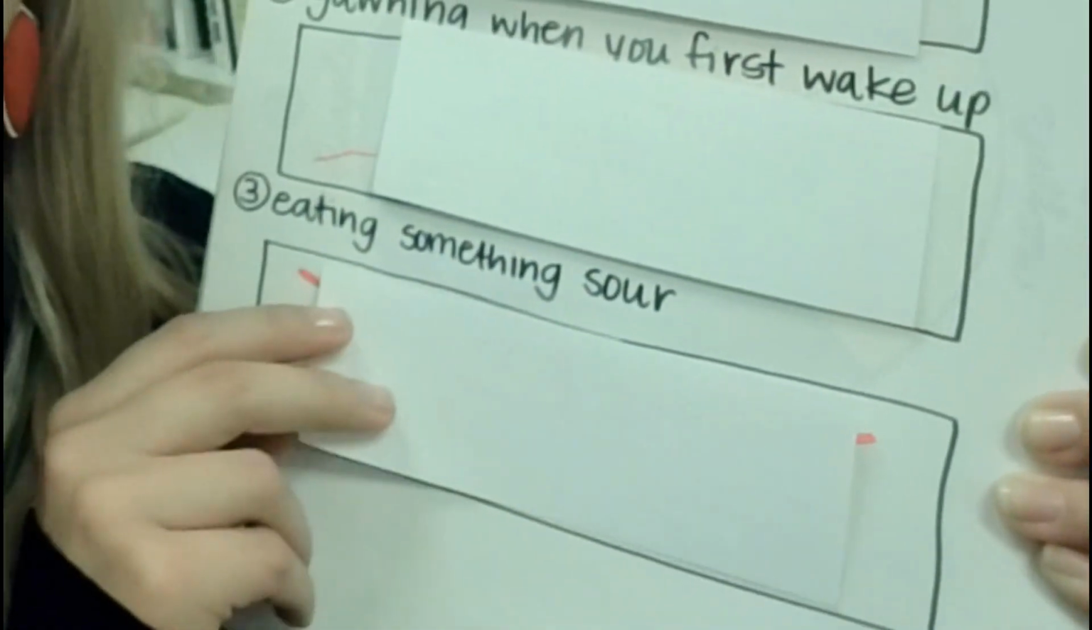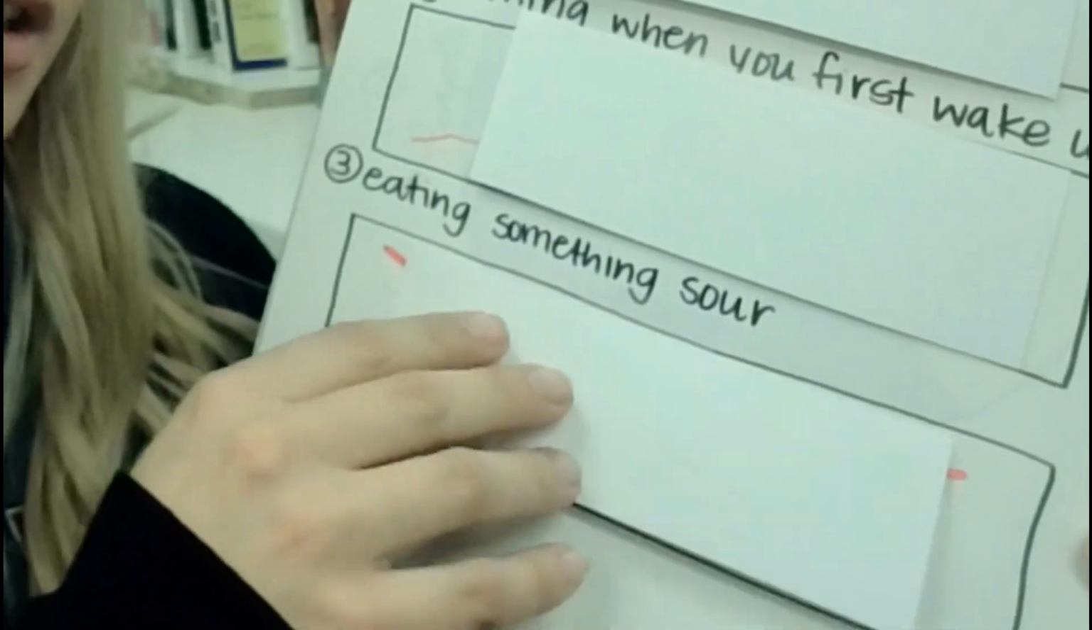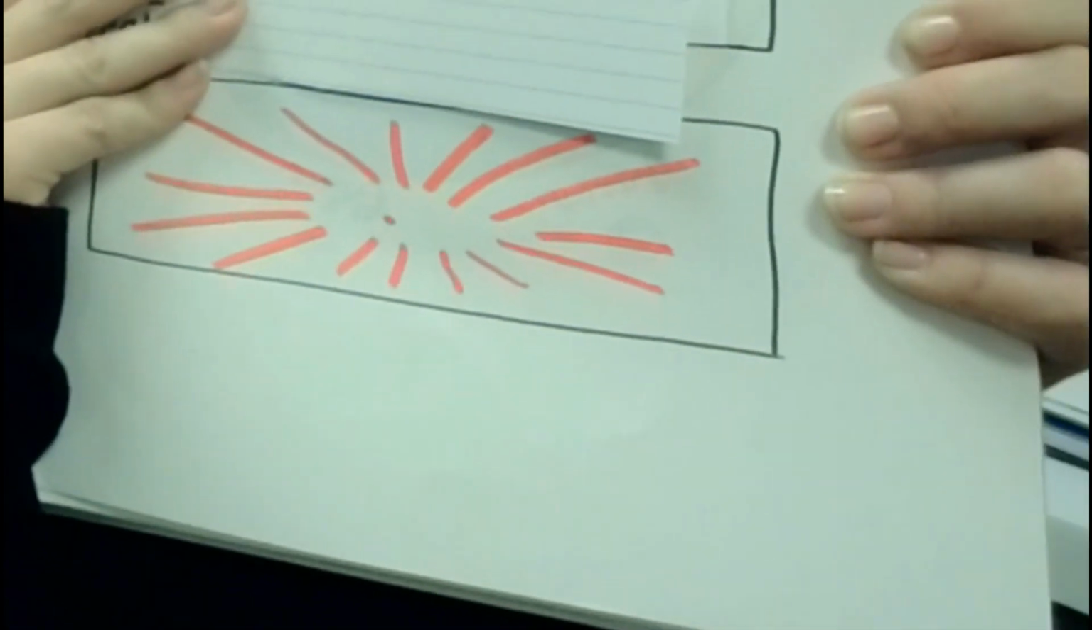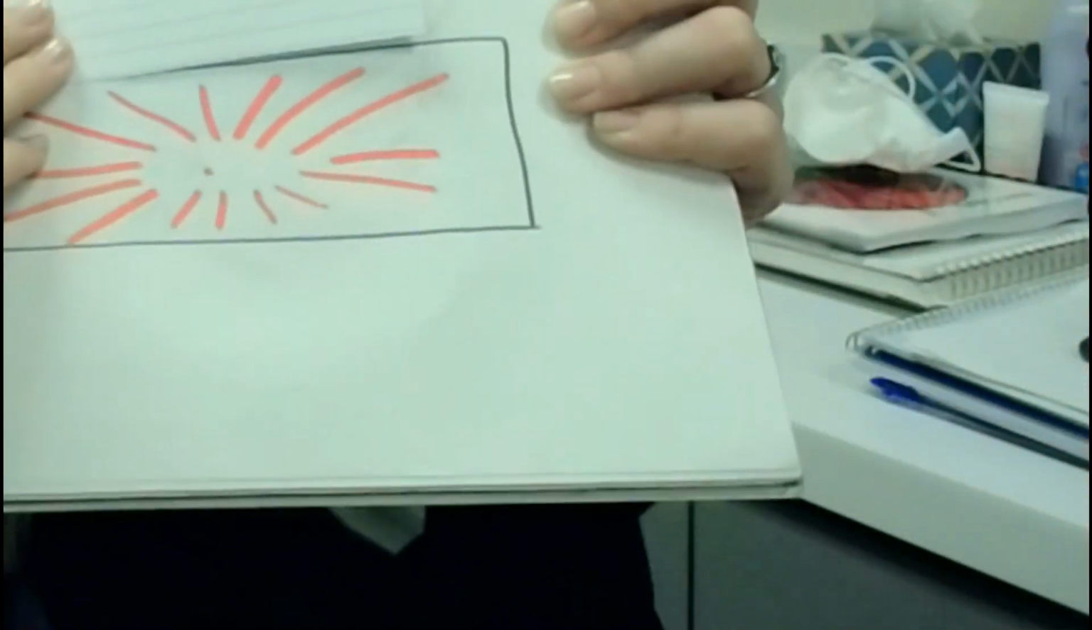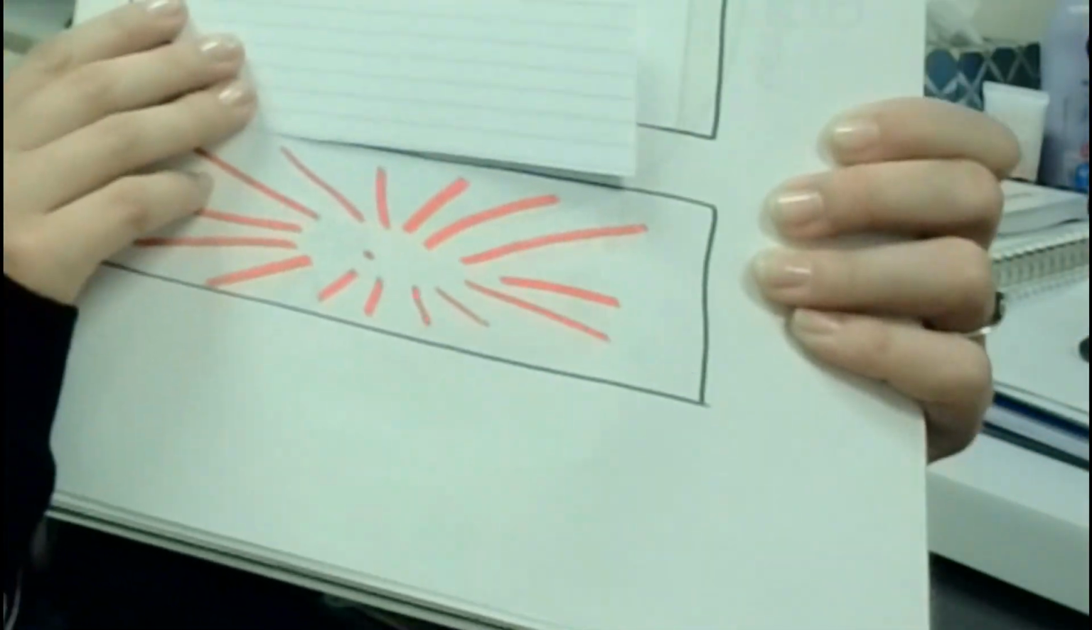Eating something sour, this is like a slap in the face or a punch to the face and you're like, whoa. So I chose these lines. And there's the sour point right there. Everything's kind of like, oh, whoa, you know?